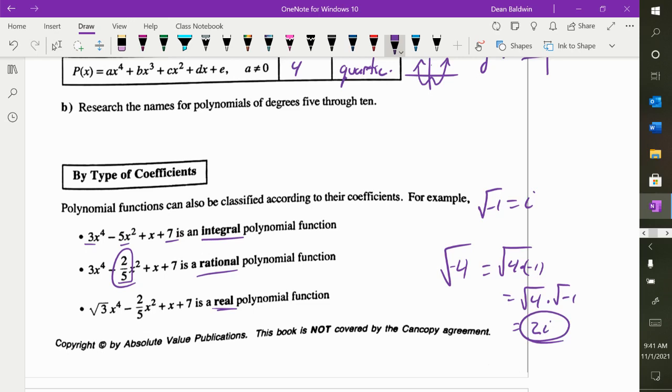And then you can combine those things with the real number system to get what's called complex numbers. So then you'd write stuff like this. We're going way off topic here. 2i plus 1 is a complex number because it has real and imaginary mixed together.